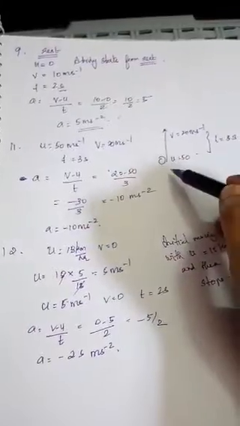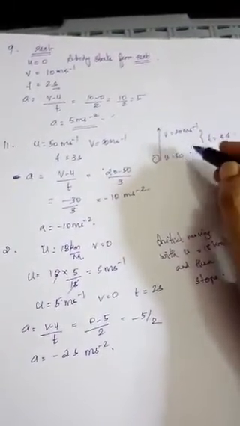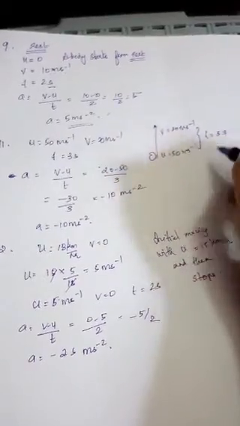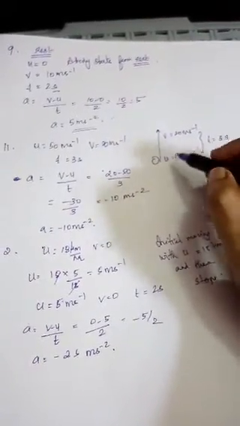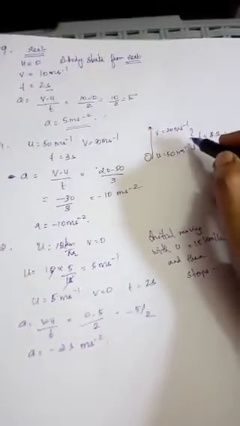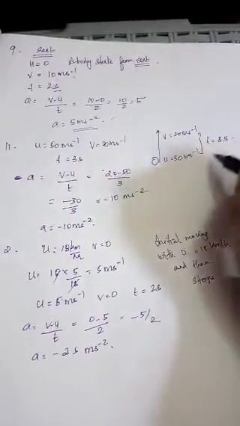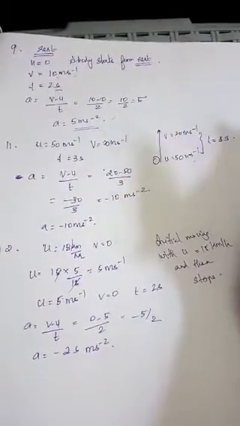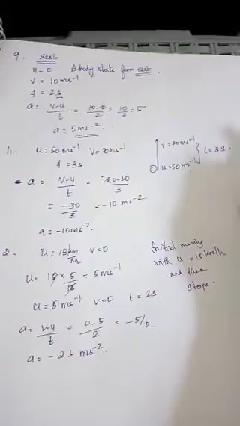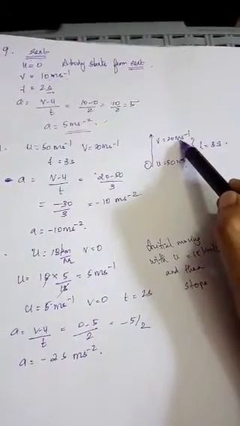Okay, now come back to the 11th sum. In your 11th sum, it states a body is thrown up vertically with a velocity of 50 meter per second, and after some time it attains a velocity of 20 meter per second, and the time was 3 seconds. So using this, calculate the acceleration. I am supposed to calculate what kind of acceleration it is. I'm throwing an object with the initial velocity of 50 meter per second, and after 3 seconds the velocity changes into 20 meter per second.